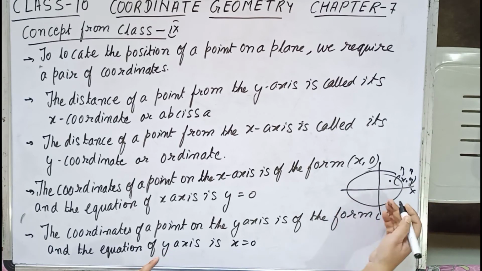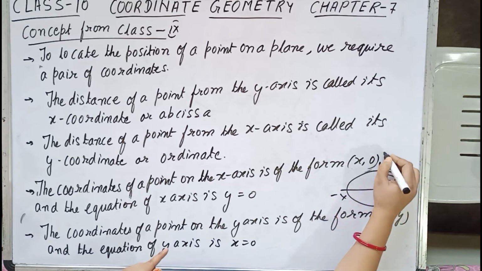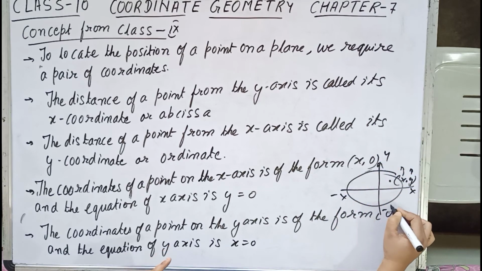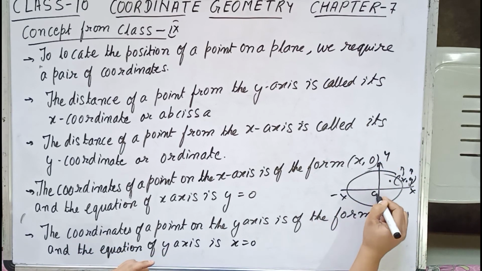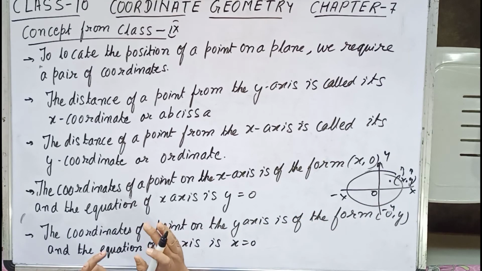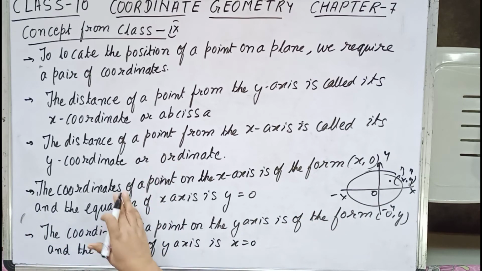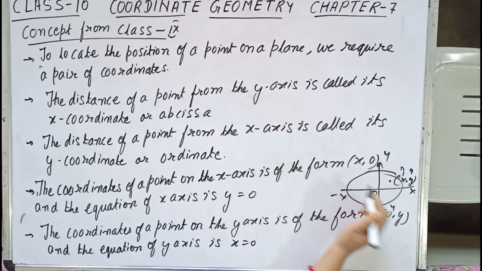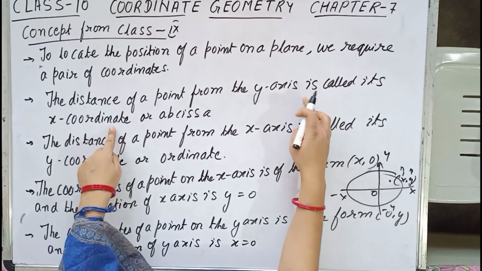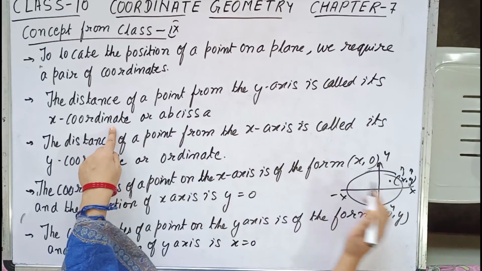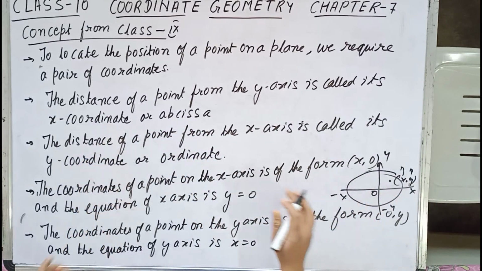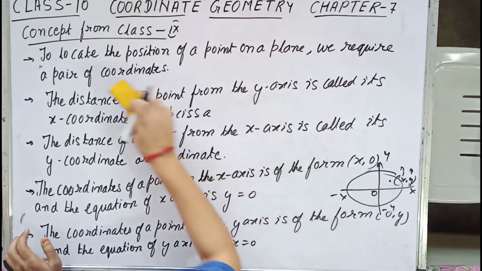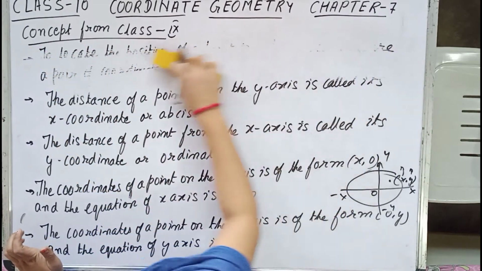This is the x-axis, positive x, this is the negative x, this is the positive y, and this is the negative y. This is the origin. These all things you already know. Even then I have noted over here, the distance of a point from the y-axis is called its x-coordinate or abscissa. So over here, let me rub and draw. The first point I think you have understood.